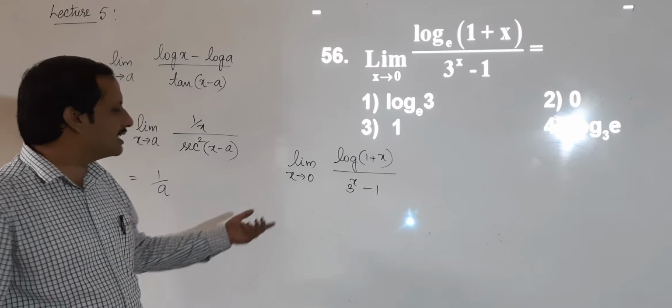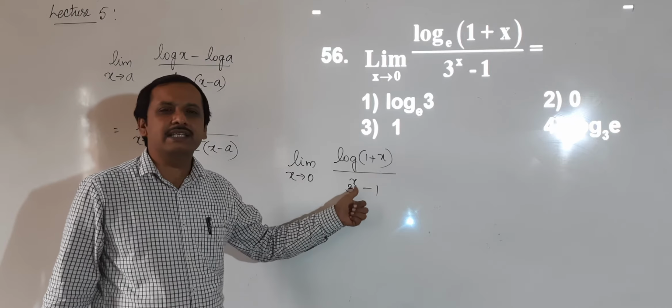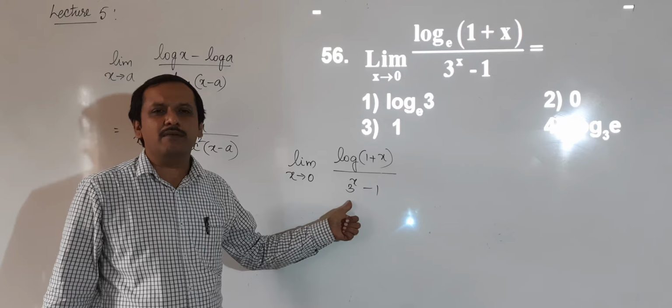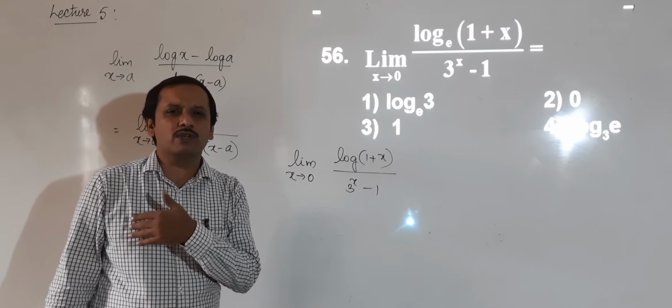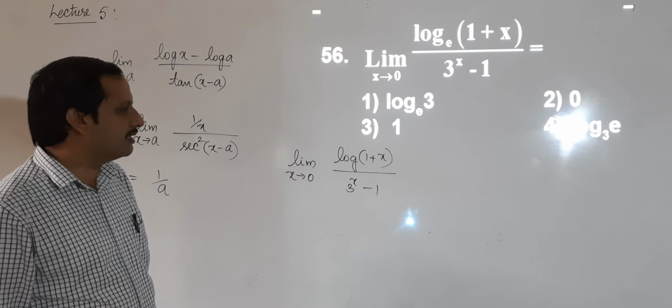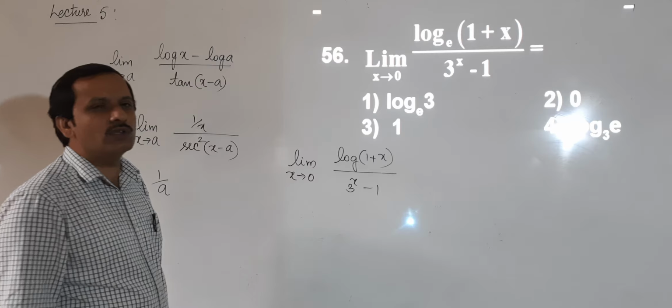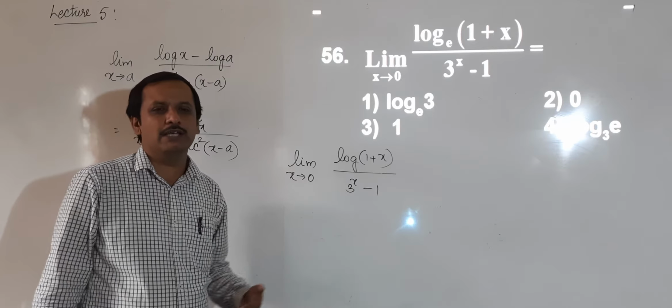If I directly put x as 0, I am getting log 1 here. Log 1 is 0. Denominator is 3 power 0, which is 1, minus 1. Denominator also 0. 0 by 0 indeterminate form, so you can use L'Hospital's rule. That is one way of solving this problem. And the other method is you divide both the numerator and denominator by x. First I will go by the other method, then I will come to L'Hospital's rule.